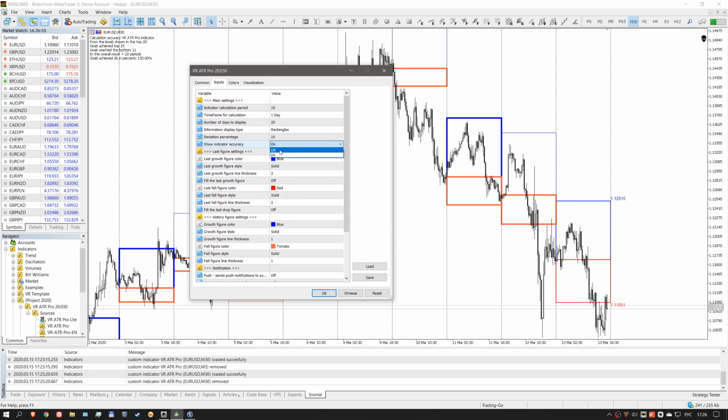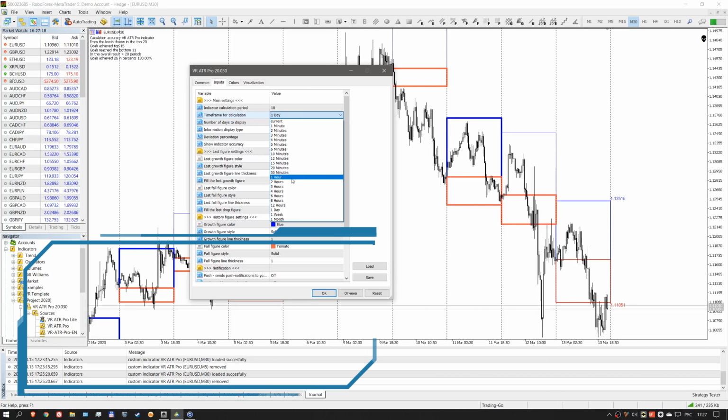Let me disable the accuracy calculation. Time frame for calculation: for which time frame the calculation is performed. For example, if you set 1 day, the indicator will calculate data for the previous 10 days and output a forecast for the current day. Here you can choose and set any period you want.